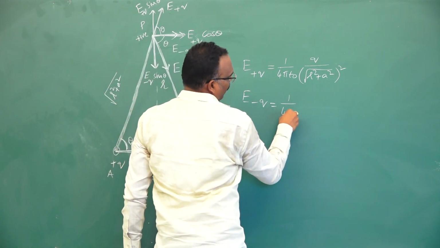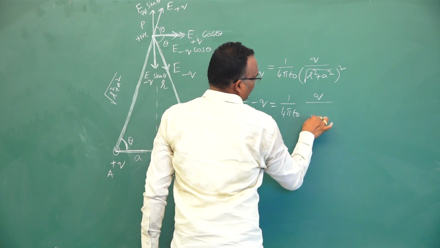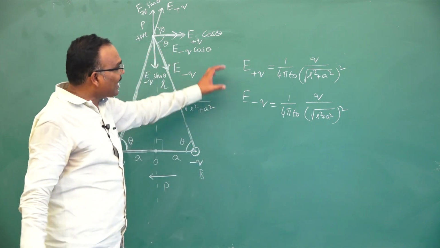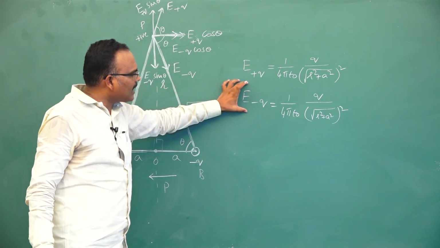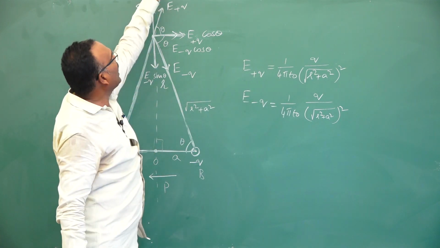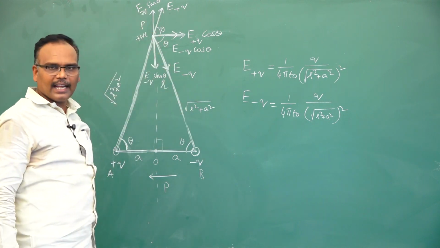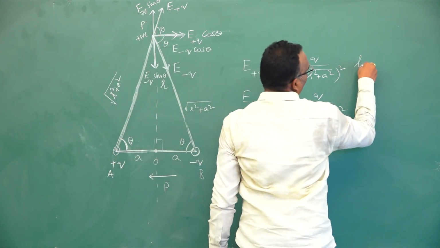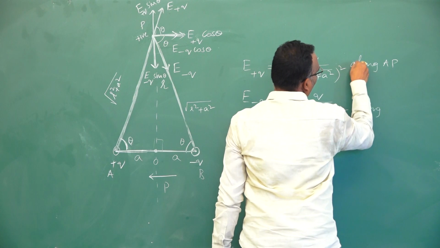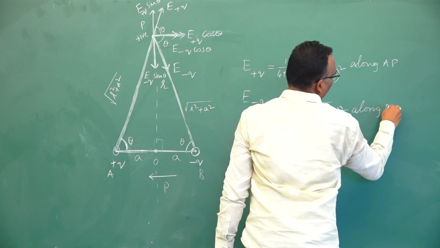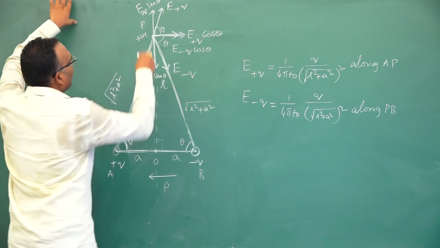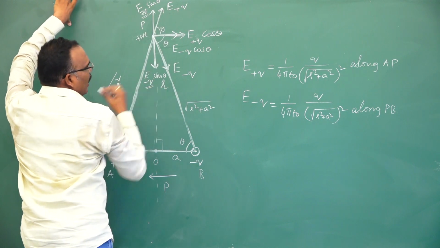So that is 1 by 4 pi epsilon naught Q by square root of r square plus a square, whole square. That means the magnitude of electric field due to positive charge and negative charge are equal, but directions are different. This is along AP and this is along PB. Directions only different.